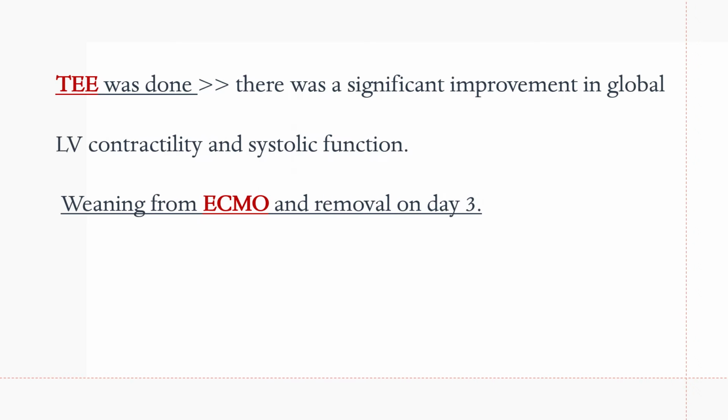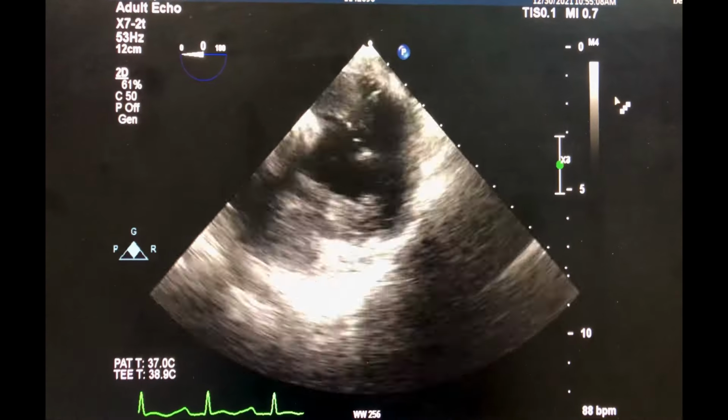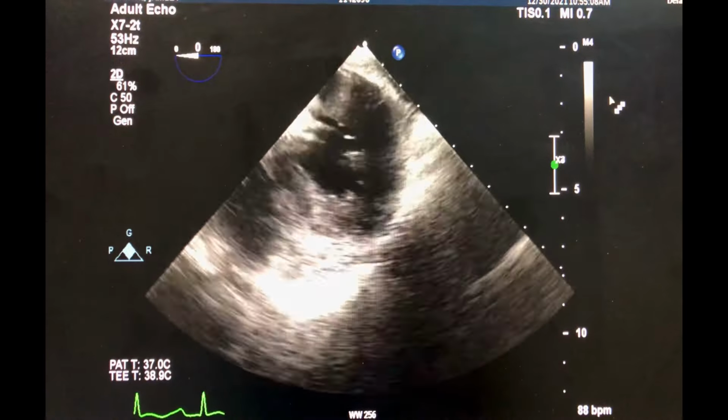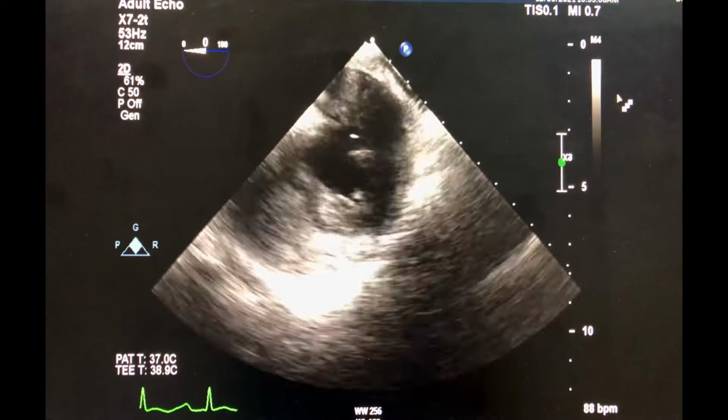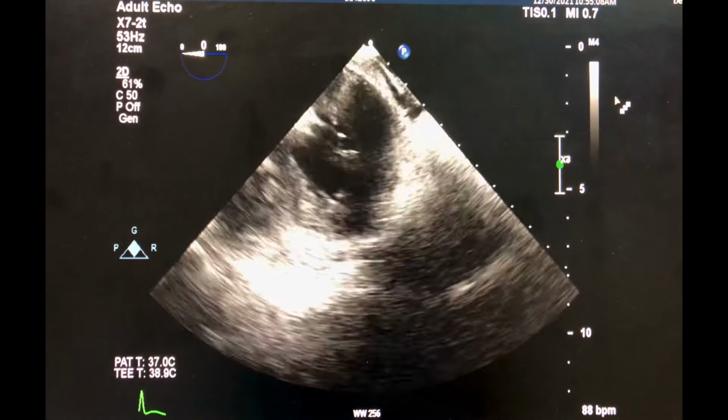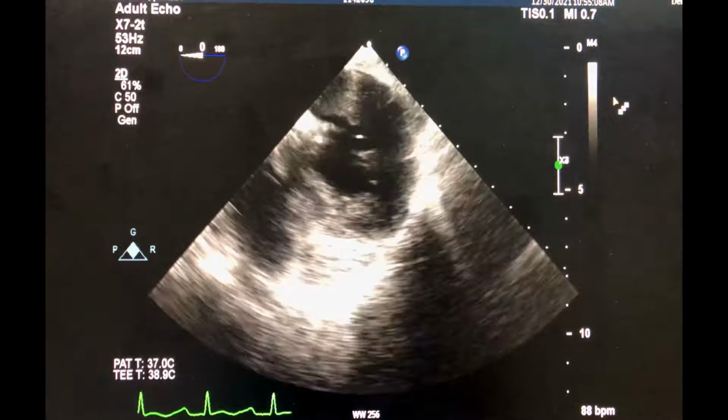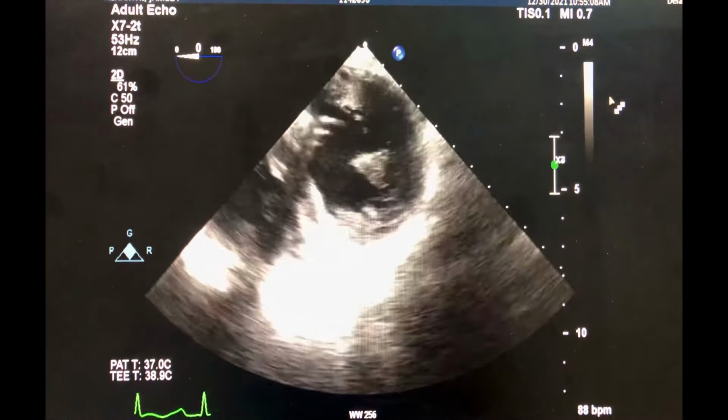The report of the TEE showed significant improvement in global LV contractility and systolic function, and also RV contractility, compared to the previous study. So ECMO weaning was started, and we could move to ECMO off on day 3. This is the echo at the time of weaning, showing how the LV improved, with good contractility, and the RV is not well visualized in this view.